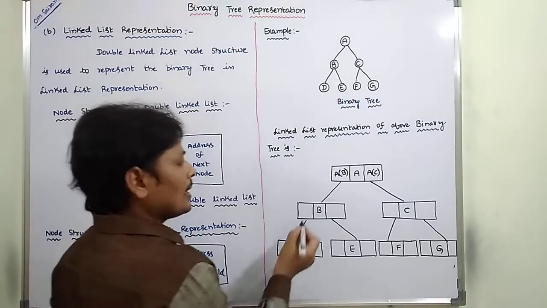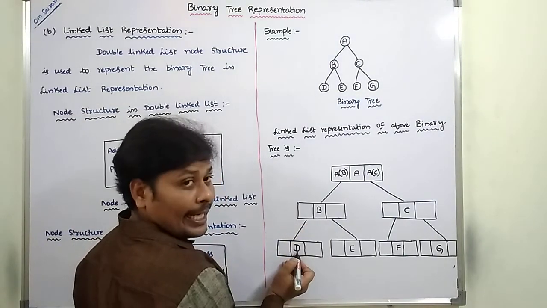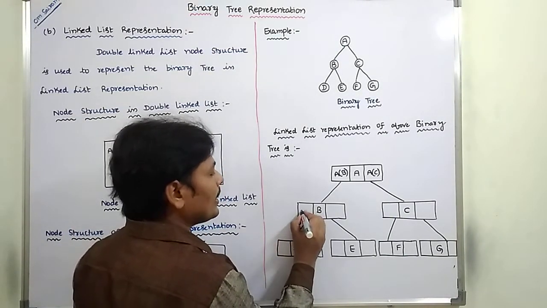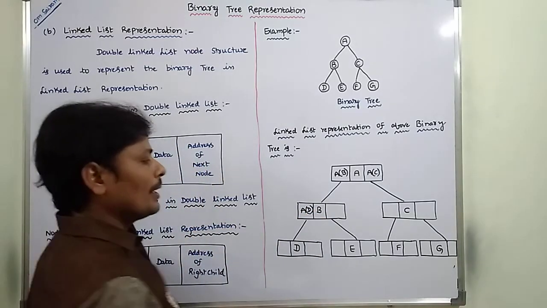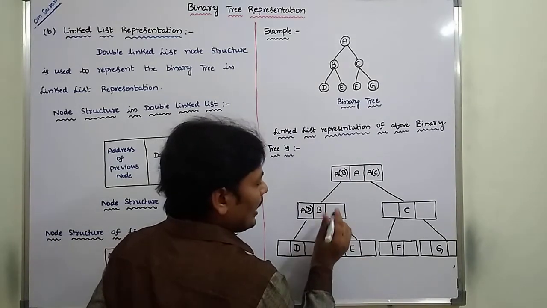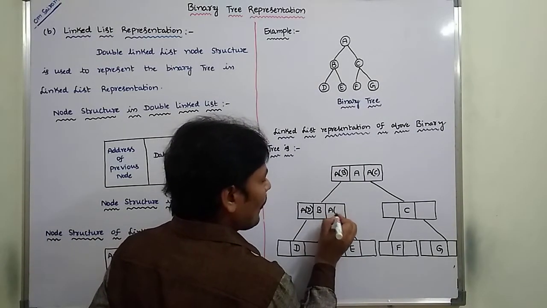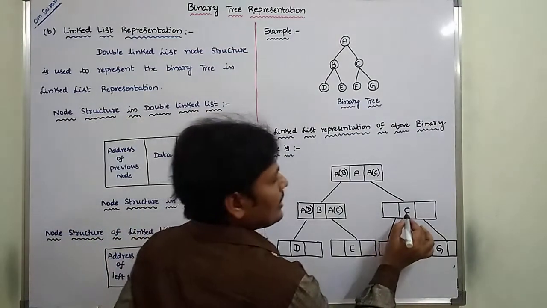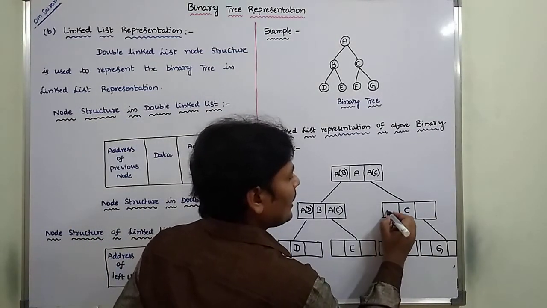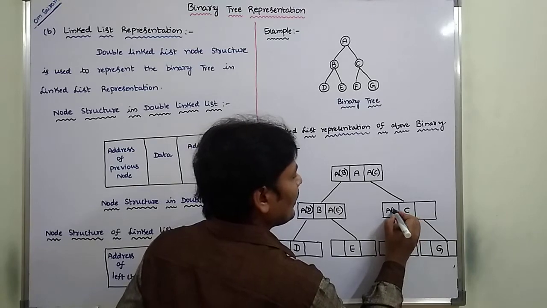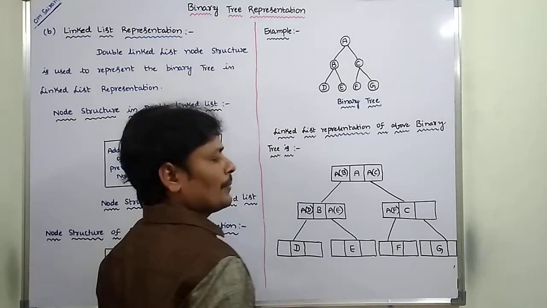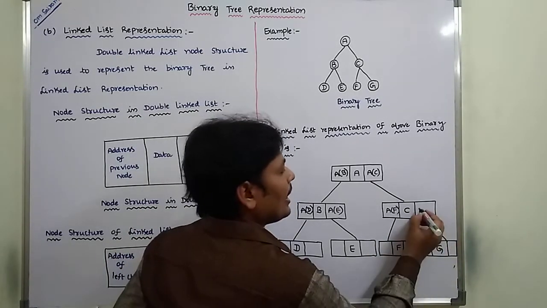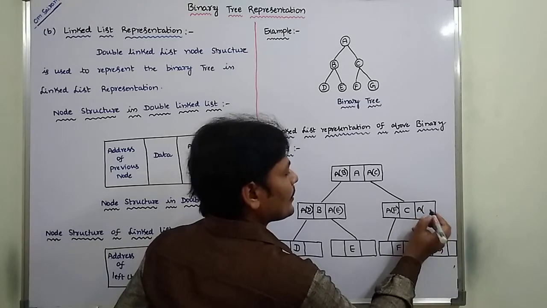Okay. Next, here B left child is D. Here we have to write address of D. B right child is E. Here we have to store address of E. Okay. Next, C left child is F. Here this is address of F. C right child is G. Here we have to write address of G.